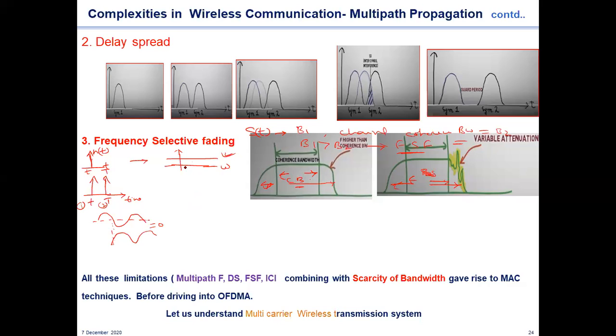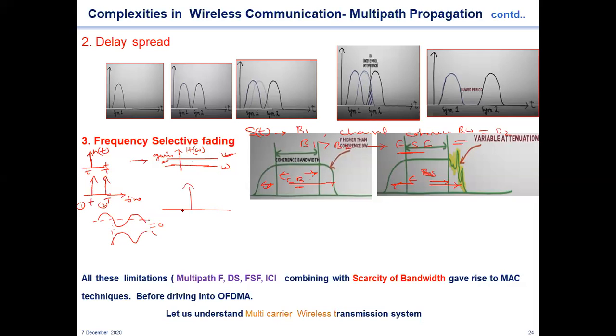So this is H of omega, the frequency response of the channel. It is constant, so the gain is constant. In the case of frequency flat fading, the gain is constant. It may go up and down, that's all, because of some multipath effect. But there is a case where one of the paths may add to the original path with a phase shift. Then you will get a deep fading. You don't get anything here.